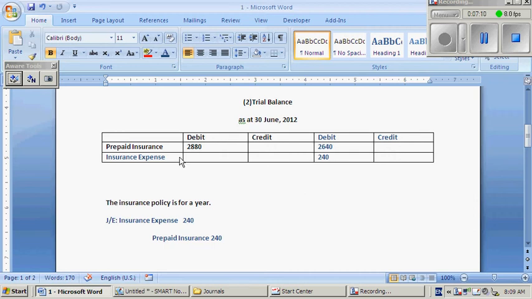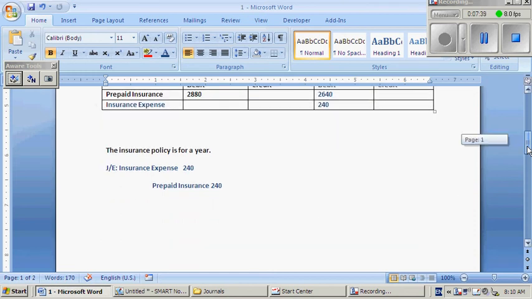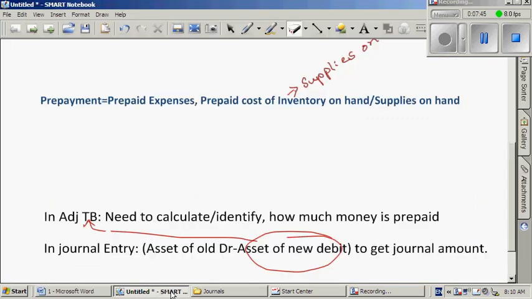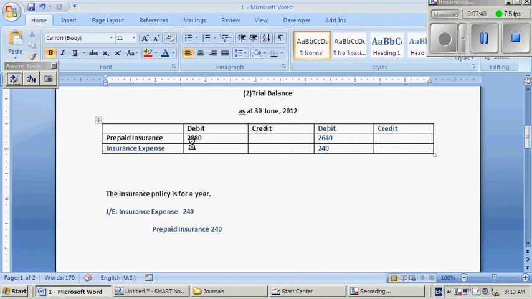So how do you get this? So just divide 2880 divided by 12, you get 240, right? So you just deduct 240 from 2880, you get 2640, which is still prepaid, but the only gone case is 240, which is your insurance expense. So you know the journal, right? So just go here, asset of old debit minus asset of new debit, that's your journal amount.